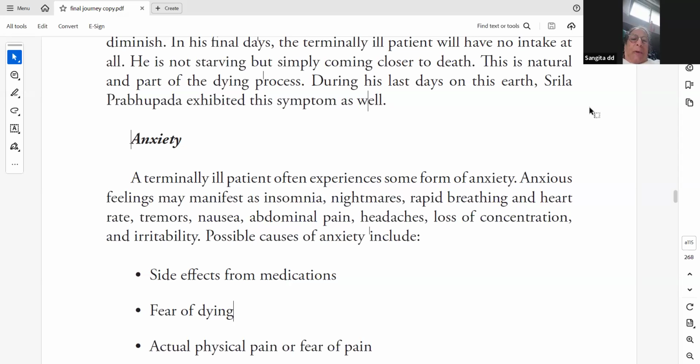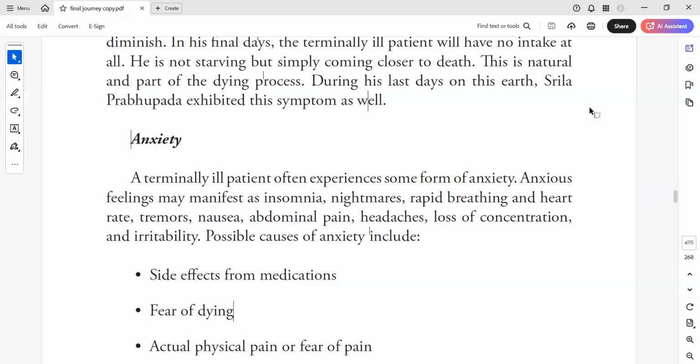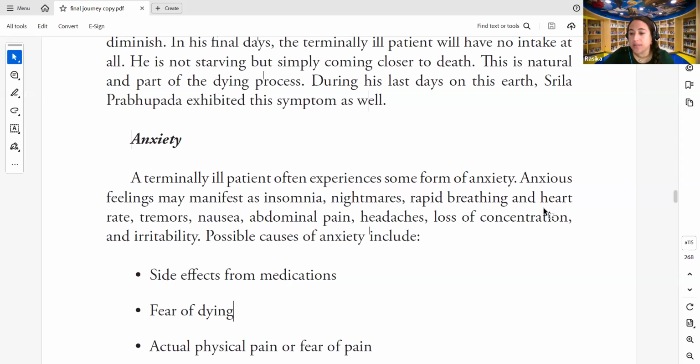Is there someone else that would like to start with anxiety? A big one. Dritri Kopika, would you like to continue reading?